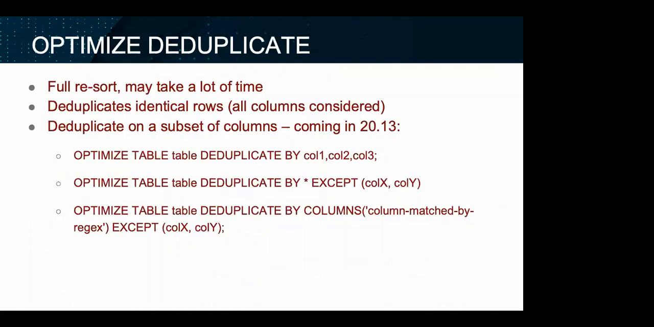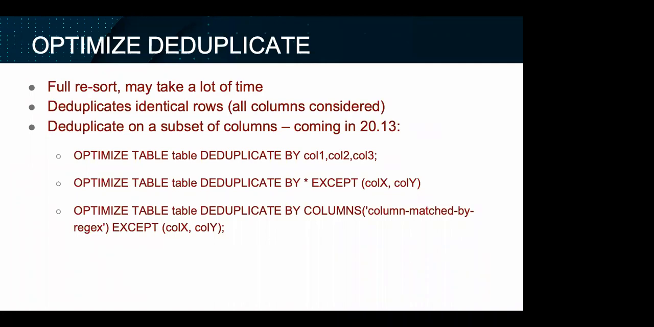If you have duplicates, ClickHouse has a way to deduplicate. There is a special statement, optimize deduplicate, that fully resorts your table, removing duplicates, and it considers duplicates the full row. So if there is an identical row where all values in all columns are identical, those rows will be removed and only one is left.